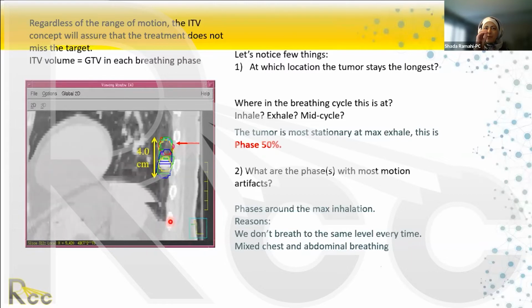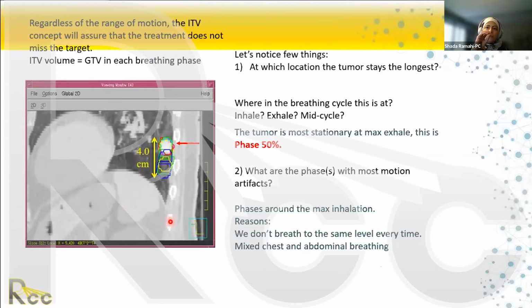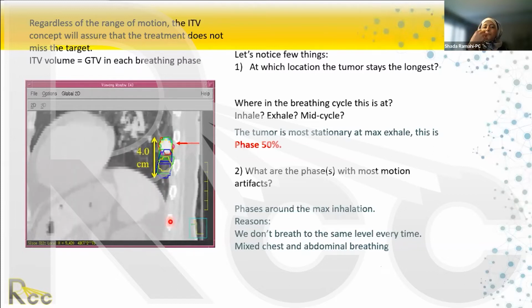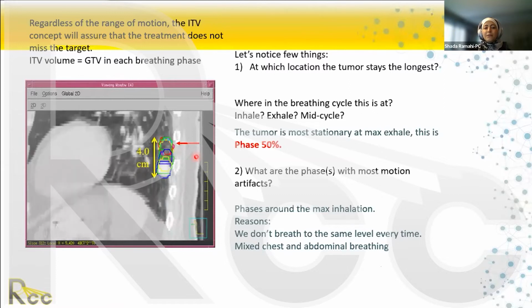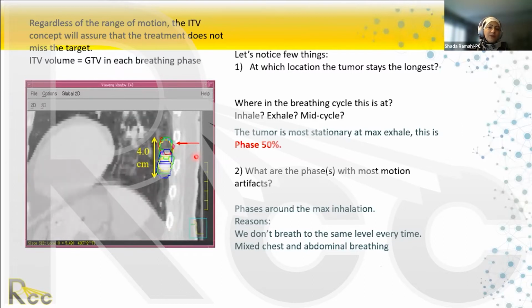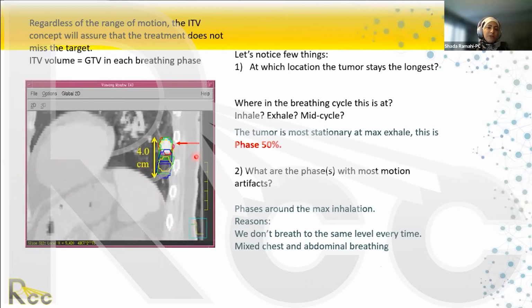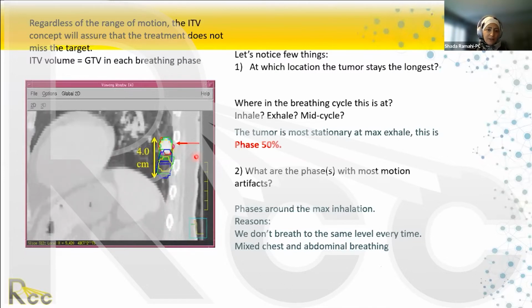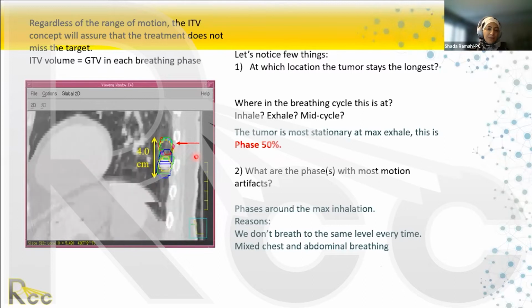And this is when you also spend more time at exhale. You actually take a break between when you finish blowing out all the oxygen in your lung and before you breathe in again. So the exhale is the most stable of the breathing cycle, and that's phase 50%. Now, this might explain in your mind, for those who are already doing motion management, why the 50% phase is considered the reference phase. It is where the tumor spends the longest. It has the least motion artifacts.